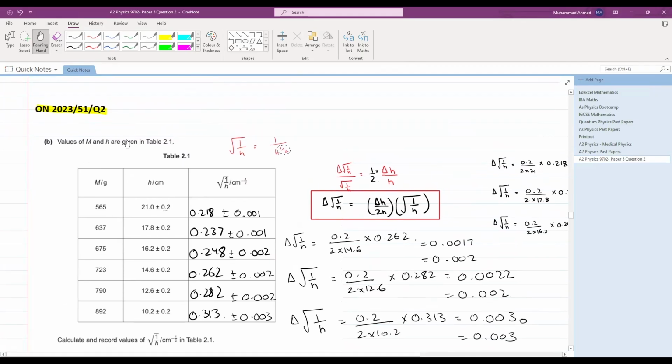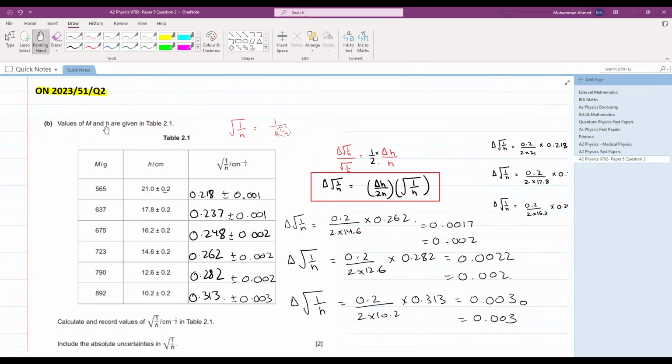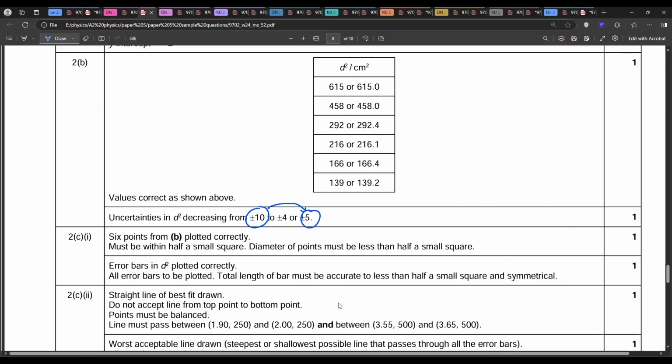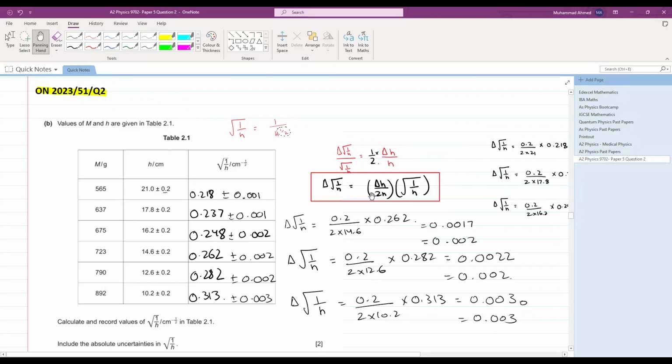This is October November 2023, paper 5, variant 1, question 2. Let's see in the marking scheme whether we are correct or not. I think this is the paper. Yeah, you can see your uncertainty should range from 0.001 till 0.003. Simple. So yeah, this is correct. This question was correct. Let's move on to the next one.